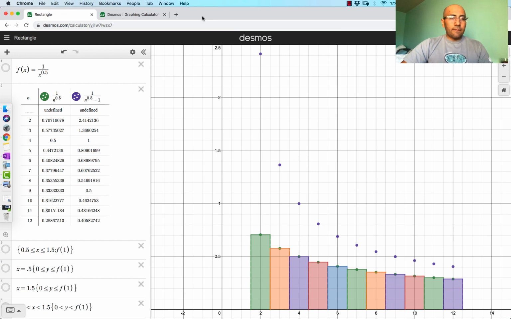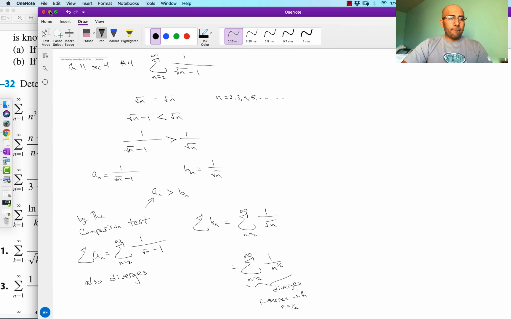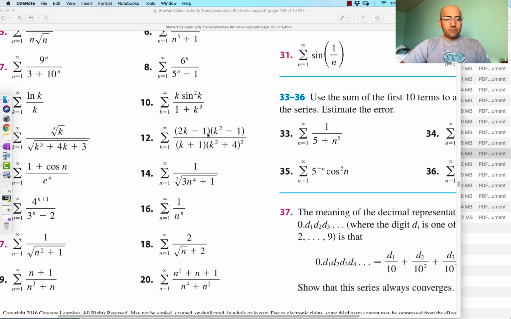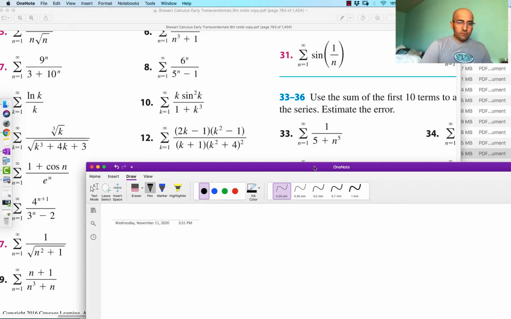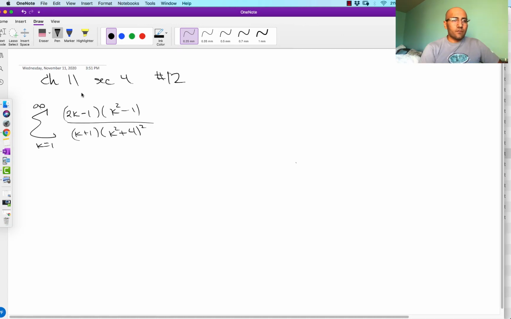All right, let's try a different one. How about something like number 12? That looks nice and complicated. So let's see, does this converge or diverge? Let me copy it. Okay, so we want to find something to compare this with.